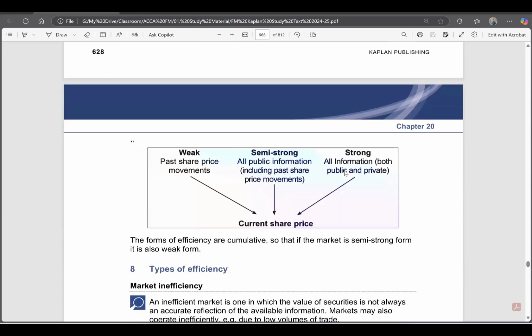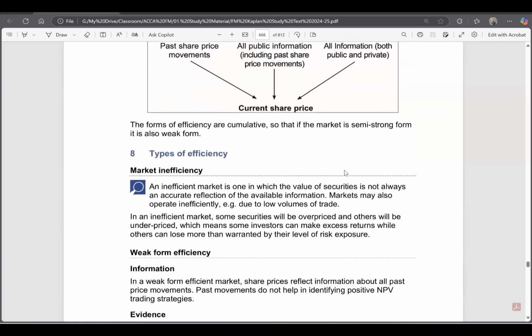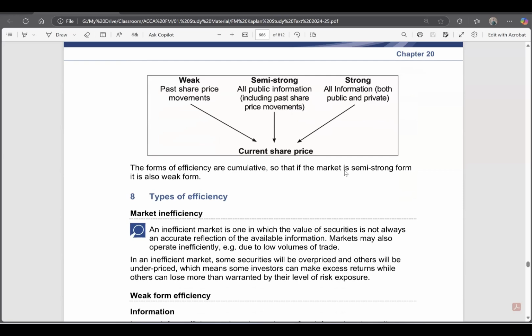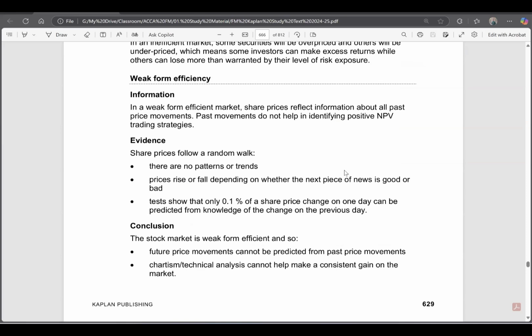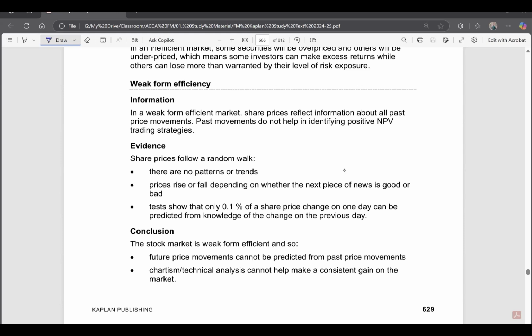And vice versa. Okay, the topic that we were on was the 3 different forms of efficiency that a market possesses: weak form efficiency, semi-strong form efficiency, and strong form efficiency. Okay, what is the weak form of efficiency? We discussed that weak form efficiency means a market only absorbs the past information, which is mainly the past financial statements. Let me allow you to read just a few things from here. So what is in the weak form? It says in a weak form efficient market, share price reflects information about all past price movement. So only the past price movement. So that means the past movement does not help in identifying positive NPVs.